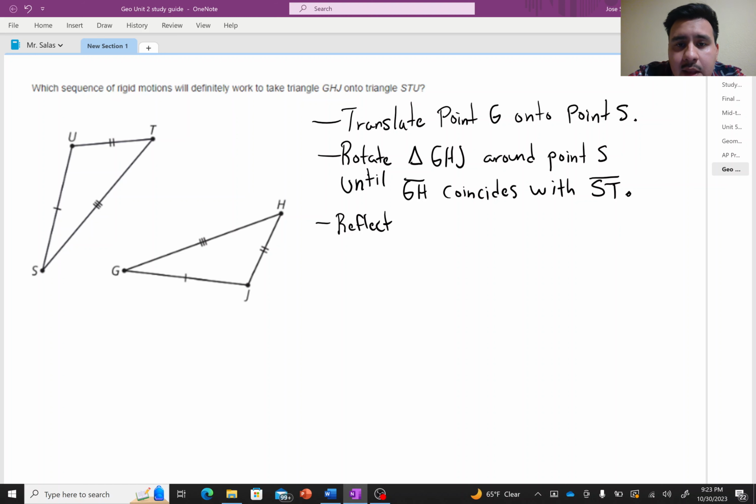So my next step was reflect triangle GHJ over or across segment ST. So reflect triangle GHJ over ST.